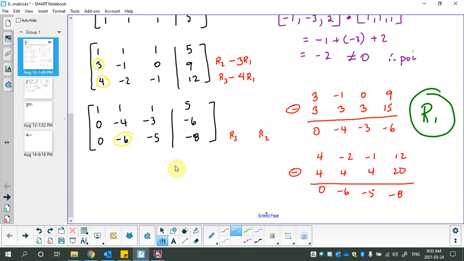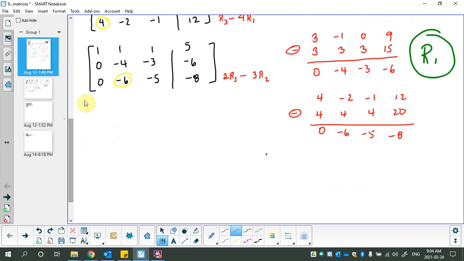And the reason I have to work with row 2 and not row 1 is I don't want to undo this 0, and if I use row 2, which has a 0 in that position, I won't undo all my hard work. So basically I'm playing common denominators with these 2 numbers. So I'm going to take row 3 and make a 12, so times by 2. And I'm going to take row 2 and make a 12, so times by 3. And these 2 numbers are the same sign, so I will subtract.